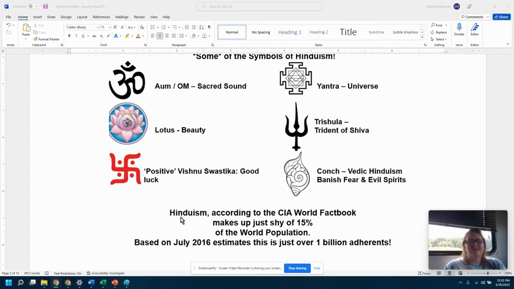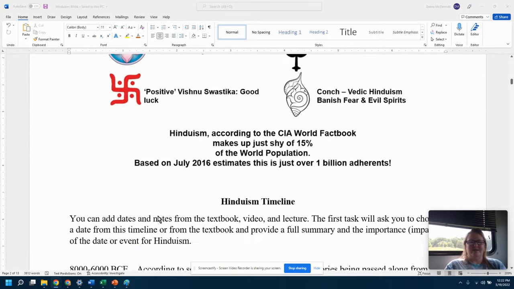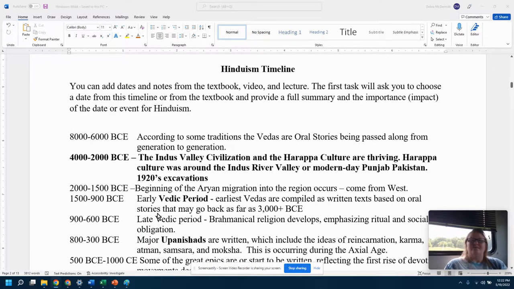I know this information is a little bit old, and I just haven't updated yet. But according to the CIA World Fact Book, Hinduism makes up just shy of about 15% of the world population with over 1 billion adherents. All right, so there is a timeline in your textbook and the timeline that is here in your workbook.